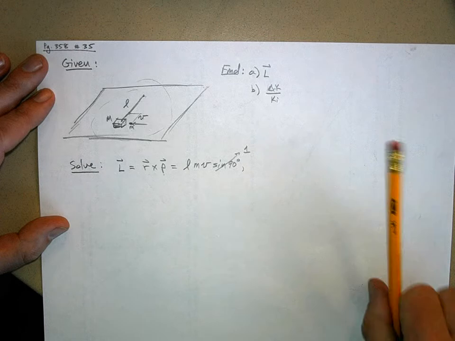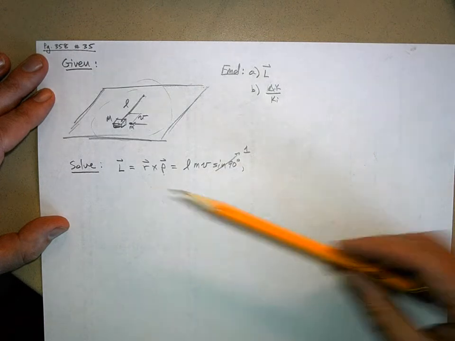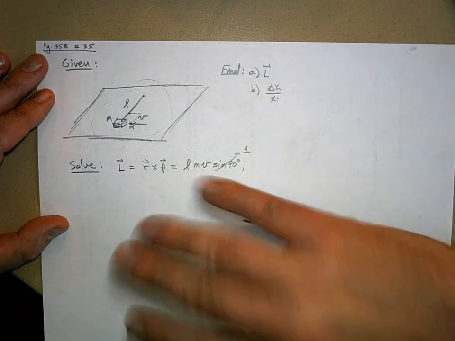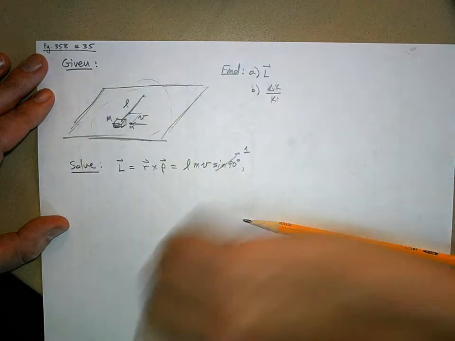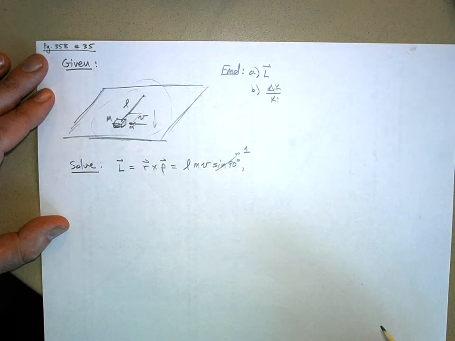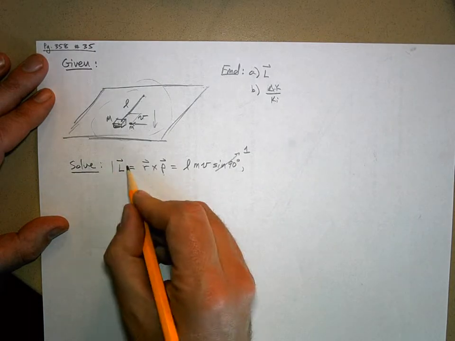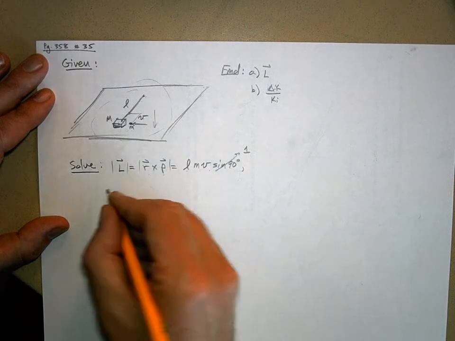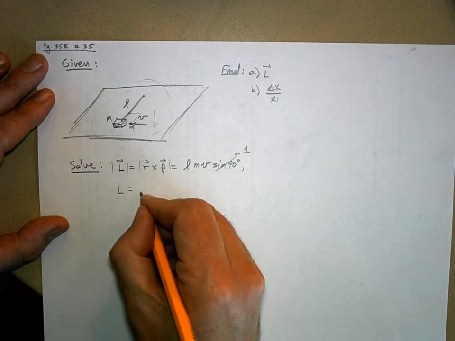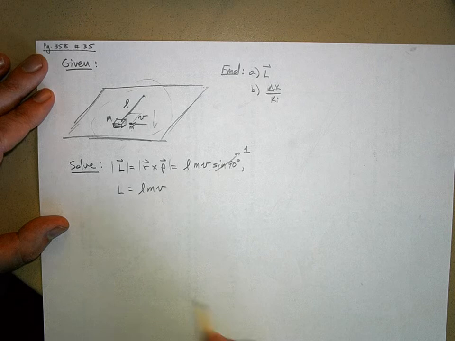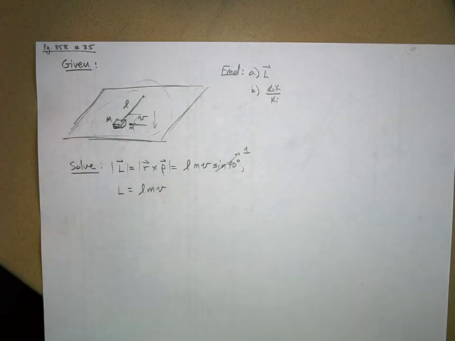And the direction of this, well, if I go R cross P, it would be in a downward direction. But we don't really care that much about the direction, so let's just worry about the magnitude. So it's just going to be LMV. So that's my answer for A. LMV, right? Is that the answer in the back? Did you check that? Yeah. So that part is pretty easy, I think.